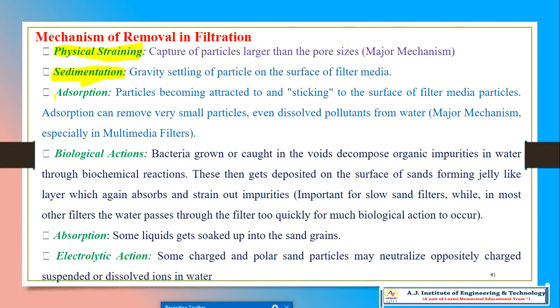The third one is adsorption. Very important. Very simple as well, adsorption.